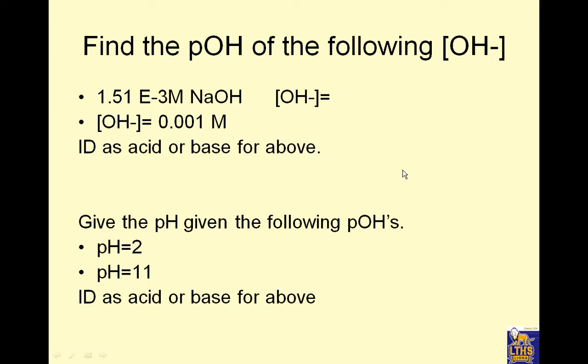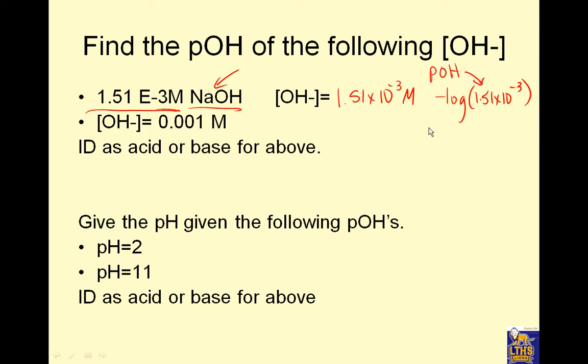Okay, find the pOH of the following hydroxide ion concentrations. If I tell you the concentration of NaOH is 1.5 times 10 to the negative third molar, then you say to yourself, self, acid or base? Base. Strong or weak? Strong. So the hydroxide concentration is 1.5 times 10 to the negative third molar. So that means the negative log of that is going to be what? Careful here. This is OH, so this is pOH.